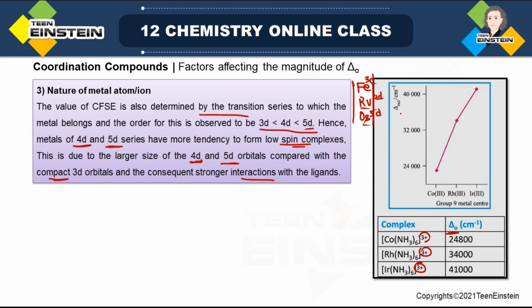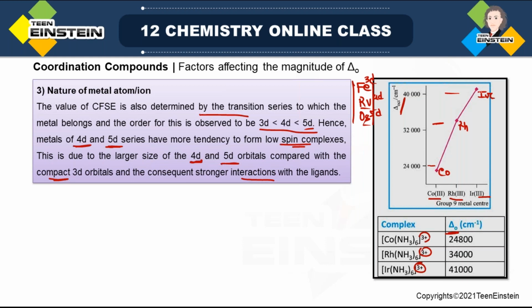So in this graph, we have taken delta o value in centimeter inverse unit on the y-axis, and on the x-axis we have group 9 metals. So this is for cobalt. This value is for rhodium. This is for iridium. All are in +3 oxidation state. So see, the values are highly different as you are moving down the group, right?